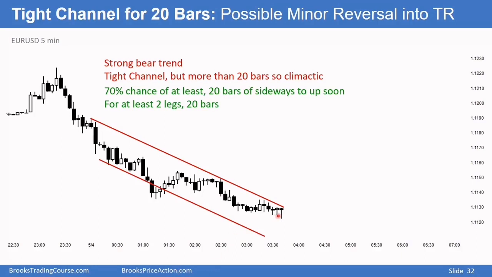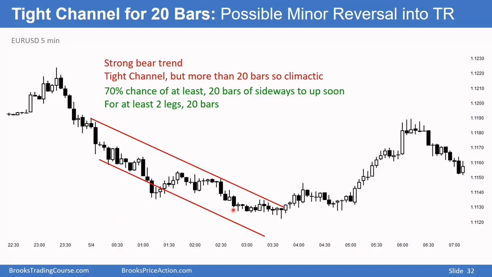70 to 75% chance you'll get a bull breakout, and maybe a couple legs sideways to up, which we did. First leg up, broke above the bear channel, and then a small higher low. Maybe not enough bars for a major trend reversal. It turned out that it did lead to a fairly major trend reversal. 2 legs up, 1 pullback 2, in a developing trading range. No surprise that we start to pull back.